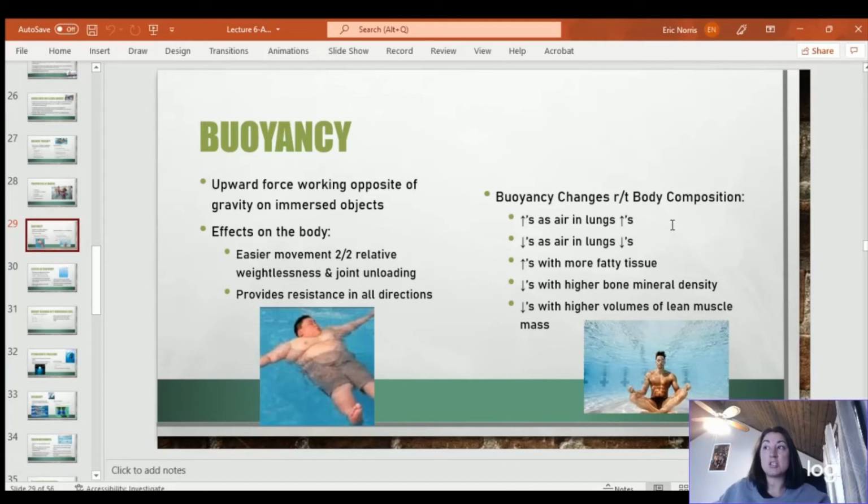Buoyancy changes based on your body's composition. If you have more air in your lungs, buoyancy increases, making you more likely to float. If you breathe all that air out, buoyancy decreases. You're more likely to sink. The more fatty tissue you have, the more likely you are to float. The more bone mineral density, the less buoyancy you have, so the more likely you are to sink. And higher volumes of lean muscle also make you more likely to sink.